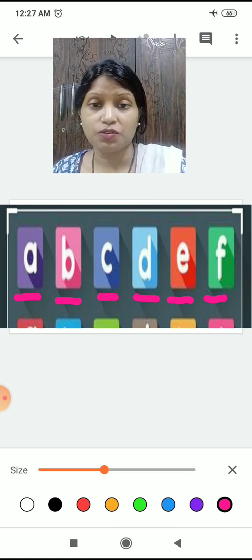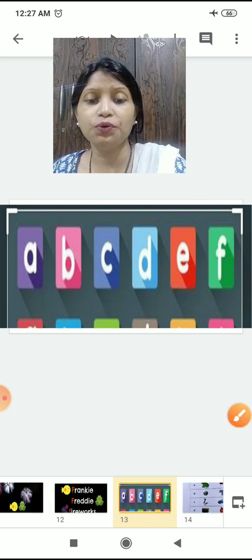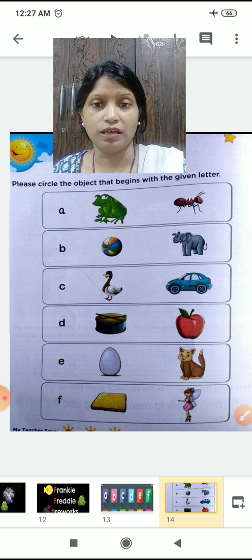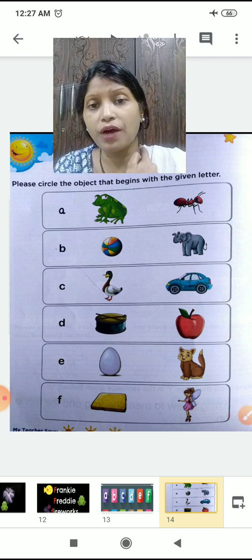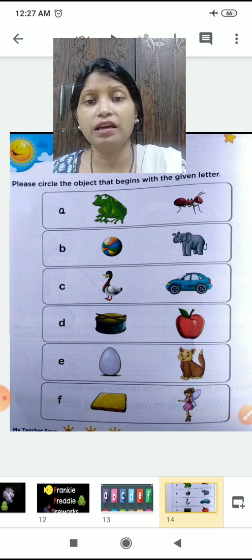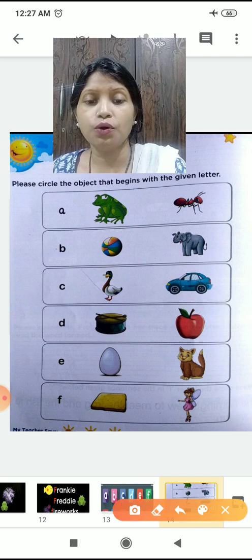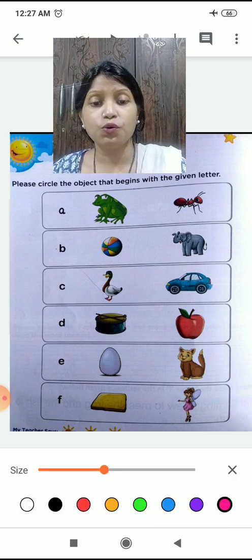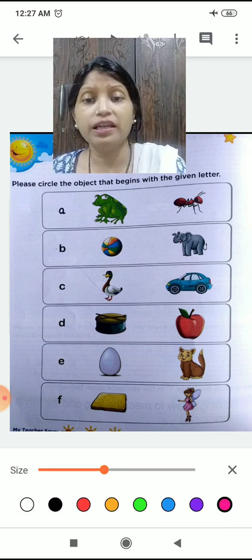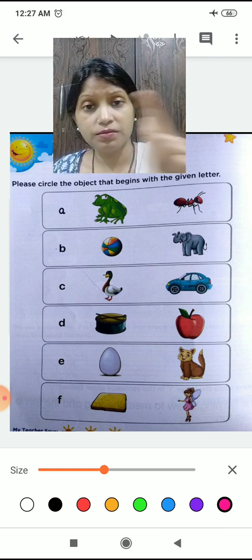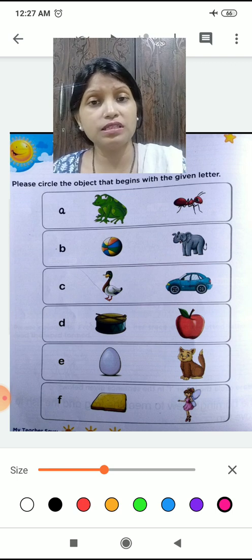Right? So we have studied these alphabets. Now we are going to have some revision work on it. What you have to do, you have to circle the object that begins with the given letter. Okay? So, आपको क्या करना है? जो भी ऑब्जेक्ट जो लेटर यहाँ पे दिया है उससे स्टार्ट होता है उसको सर्कल करना है. You have to circle it.